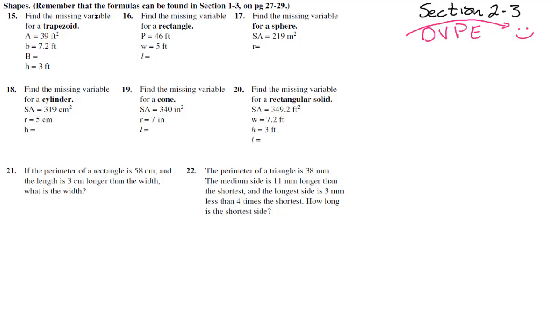Here we are in the section on word problems, numbers 15 through 22 with the solutions. Look at what we have here, shapes. That means we automatically have a plan. We have formulas that will give us the equation, and we have the variables. We just need to highlight the right data.